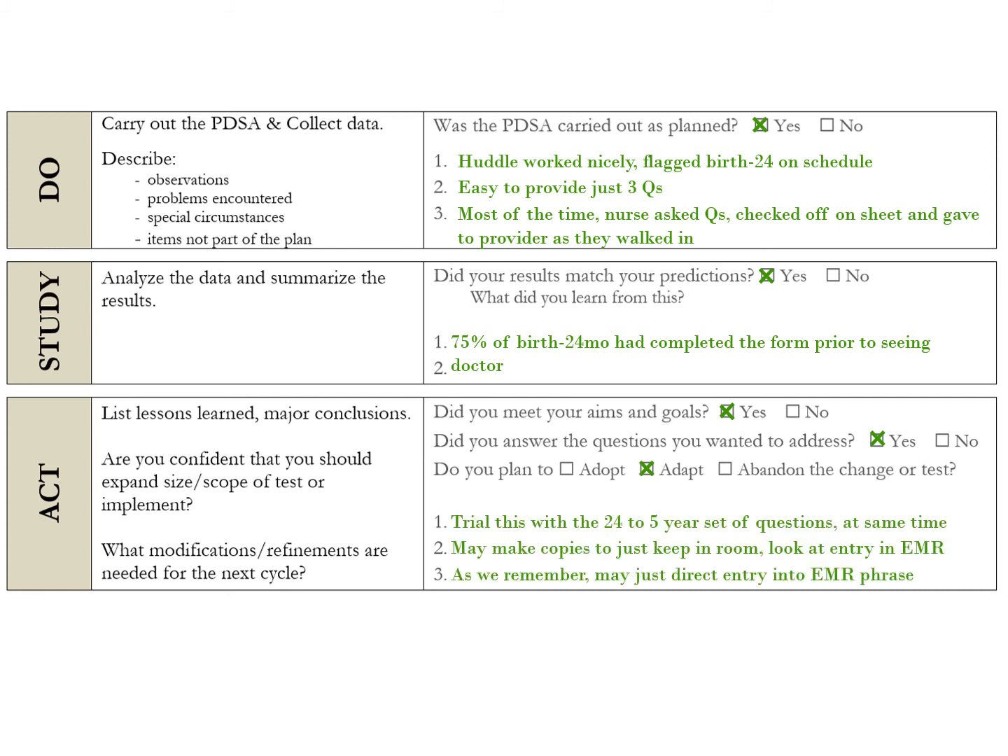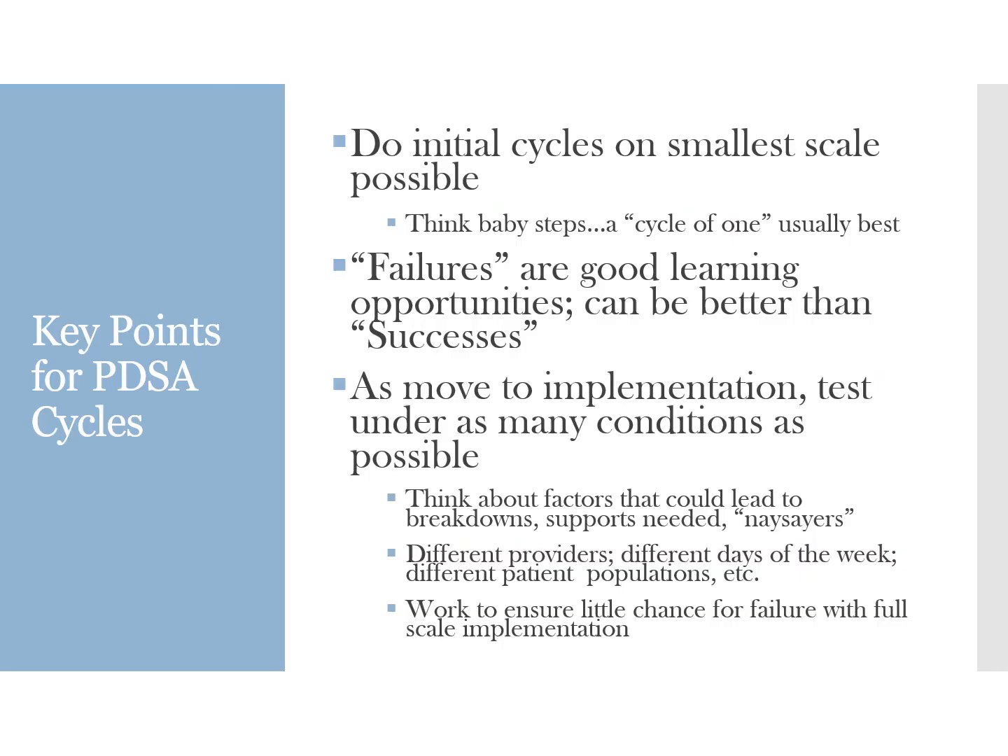We're going to now try it with the older population of 24-month to 5-year-old indicator questions and do them at the same time. We found out that it may be helpful to make copies to keep these in all the rooms, or to look at it as we are asking the questions and just directly entering it into the EMR in that smart phrase. As we get better at this, we thought we could do that direct entry, but we're going to just try and see how it goes first by having multiple handouts with the questions in every room.